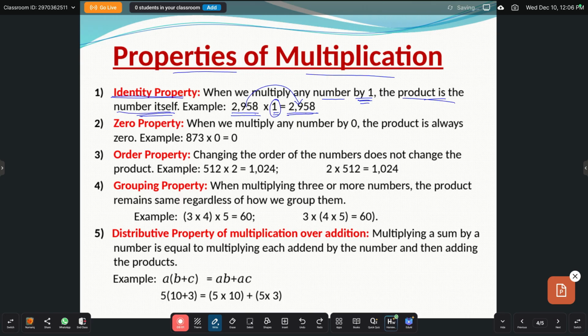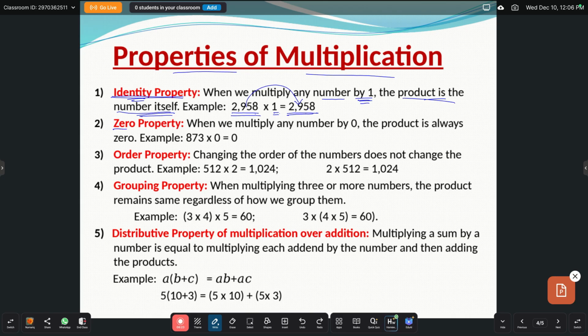It means that I am writing this number only once. If I am writing this number only once, the answer will be the same. So, whenever we multiply any number by 1, the product is the number itself. And this is known as identity property.